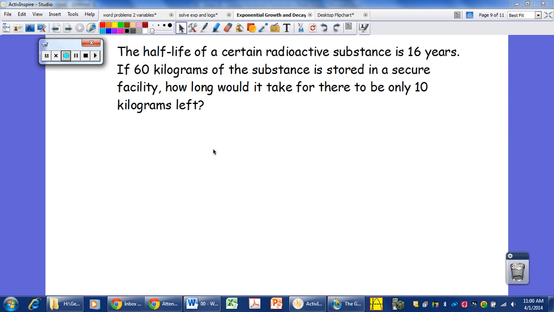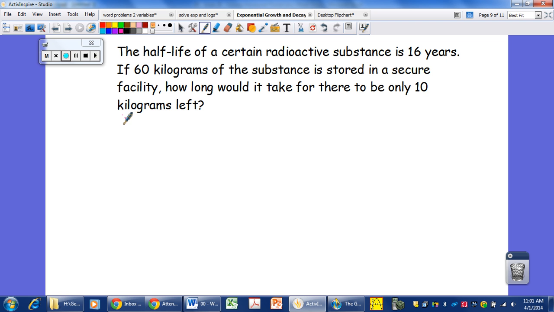Hello, this is a half-life problem where we're going to be figuring out how long it will take for only a certain number of kilograms of this substance to be left over. We are told that the half-life of a certain radioactive substance is 16 years. That means half of it will be gone in 16 years. So if we started with 100 kilograms, in 16 years 50 kilograms will be left.